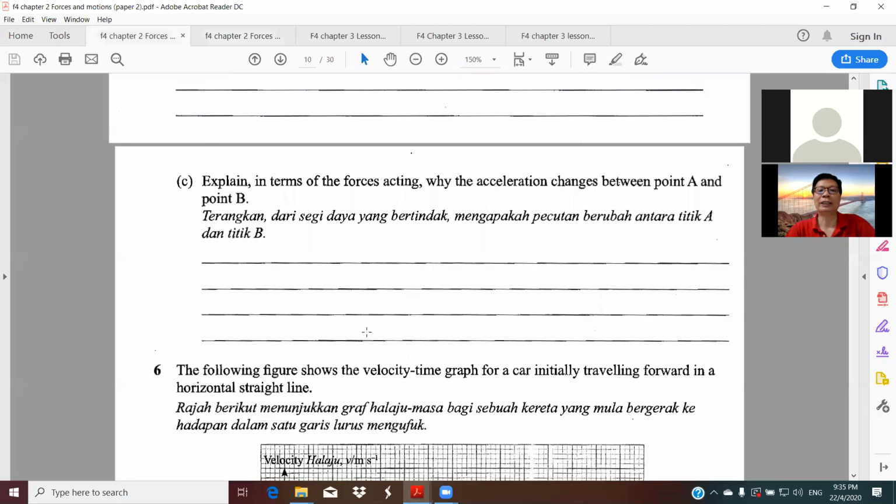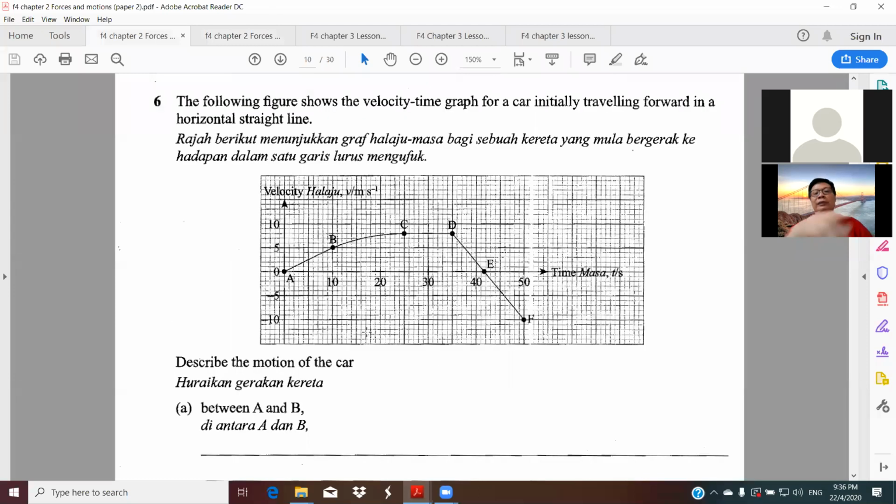Number 6. This is a little bit complicated. These few questions I show you, the graph is very commonly asked in the SPM exam, okay. Motion graph is very important, the graph. The following figure shows the velocity-time graph. You see velocity here, time here, for a car initially traveling forward in a horizontal straight line.